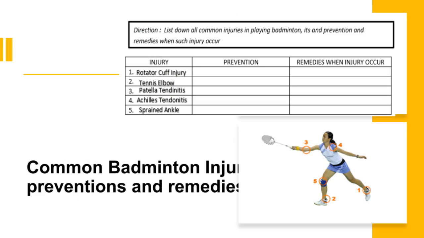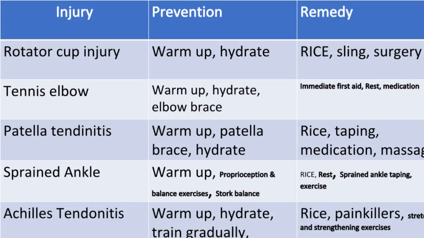Common badminton injuries, preventions and remedies. Common injuries of people playing badminton: rotator cuff injury, tennis elbow injury, patella tendinitis, sprained ankle, Achilles tendinitis, and their prevention and remedies. To prevent any accidents during sport activities, one should learn to stretch, hydrate, and very important is to gear up with proper attire in playing any sport.